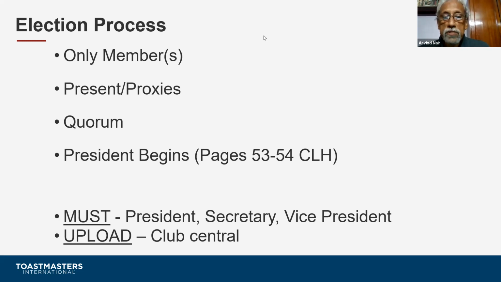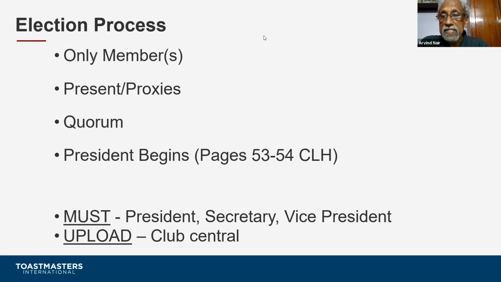Now we must start with the elections. Once we have the quorum, and once we have shown the names of the people who have been interviewed, the president is the one who will conduct the elections. The chair will only be there to help and probably to answer some questions. The president begins by starting off with the election for the president.